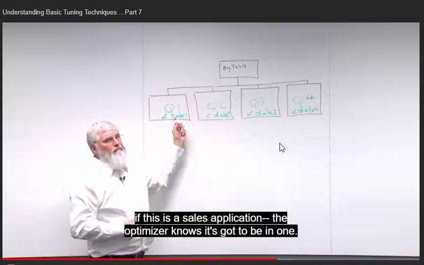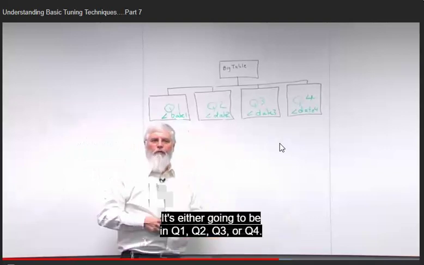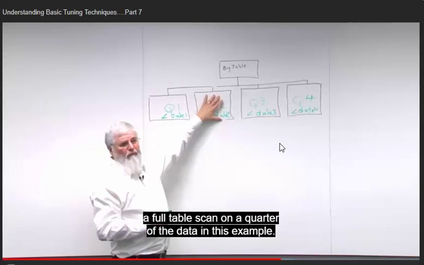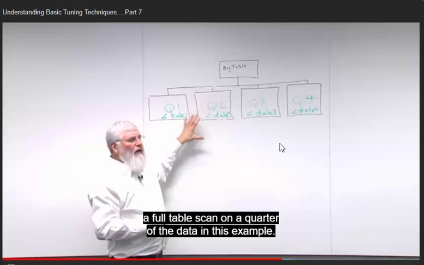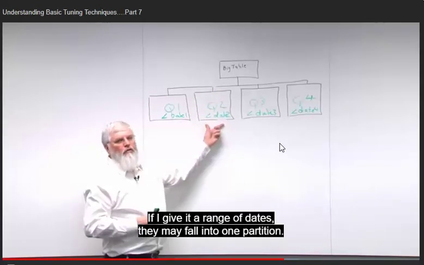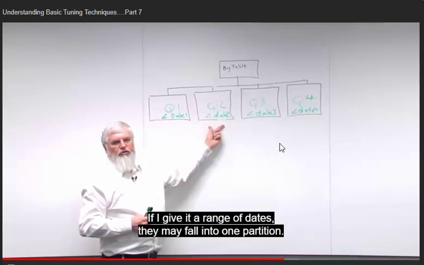If I give it a range of dates, they may fall into one partition. They may fall into multiple. So in that case, if they fell into both Q2 and Q3, then it could eliminate Q1 and Q4 and look at these 2 partitions.